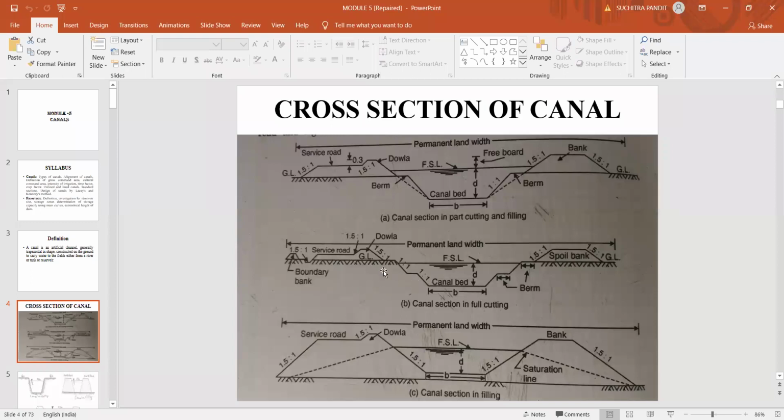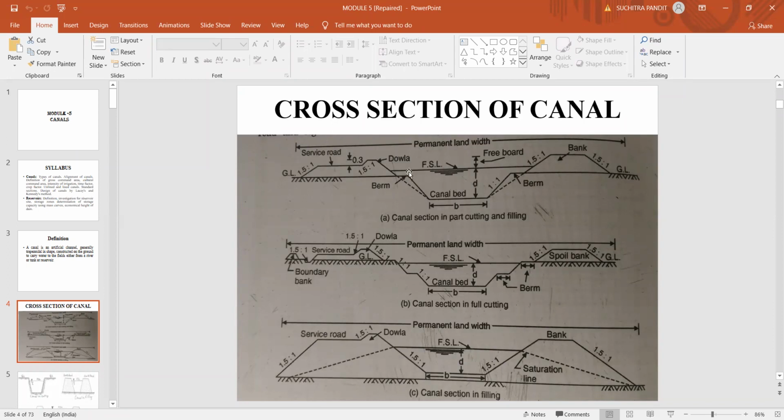Now here also you can see the canal is in full cutting. So here a horizontal portion of the slope will be given for the inspection purpose, and this is known as the berm. And on both sides you have the earthen embankments having a slope of 1.5:1 on either side. And these are the typical cross sections of the canal in partial cutting and partial filling.